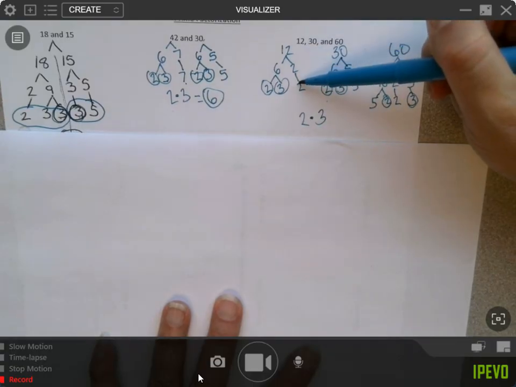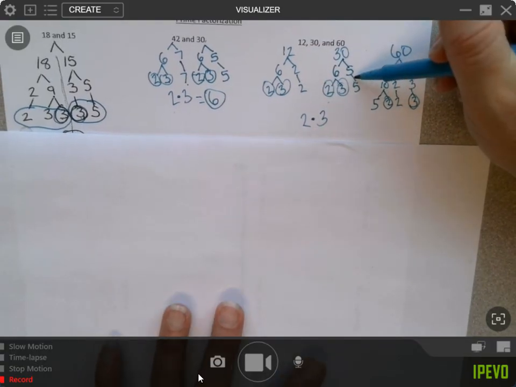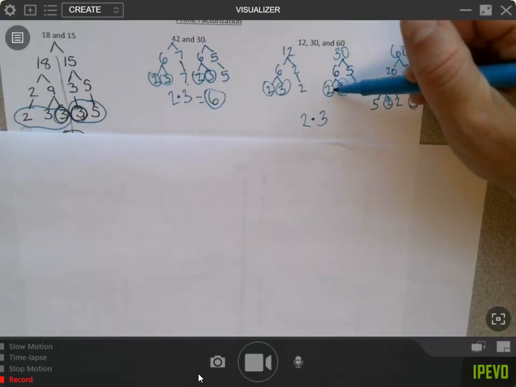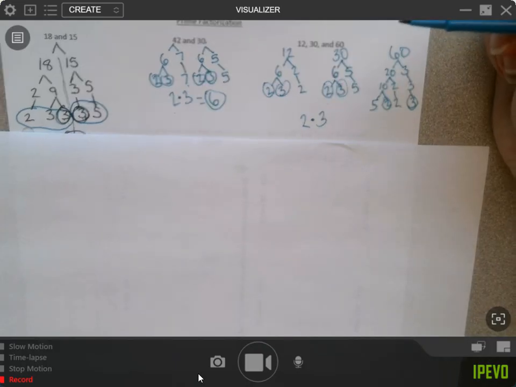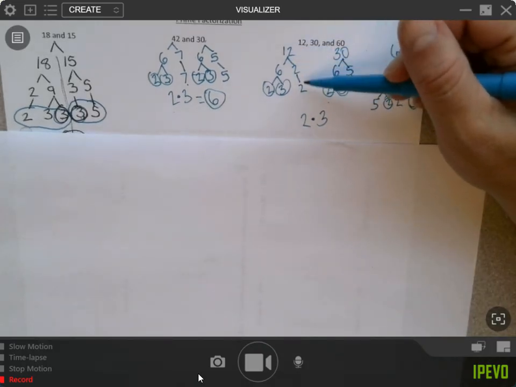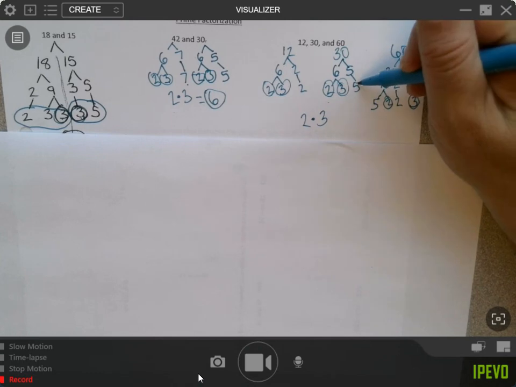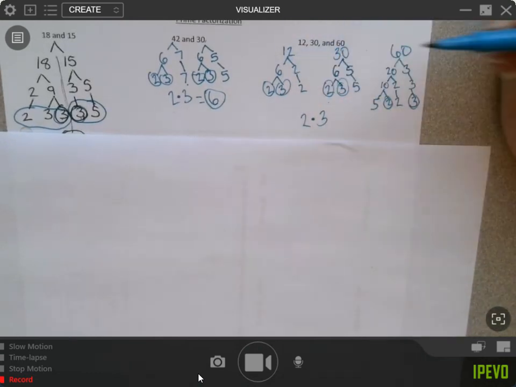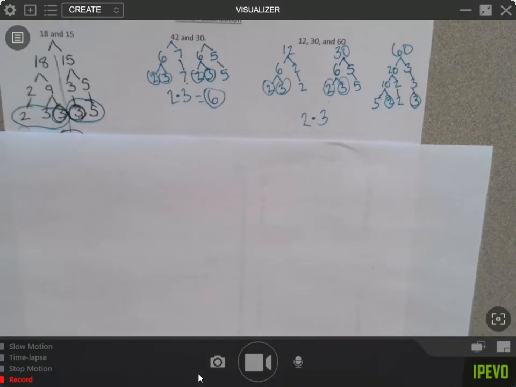I have a 2 and a 2, but 30 doesn't have a number 2 listed. Right? We've already used this 2. We can't use it again. And that's all that we have left for 12. So that 5 and 5 are only with the 30 and the 60. It's not with 12, so I can't multiply that one through.